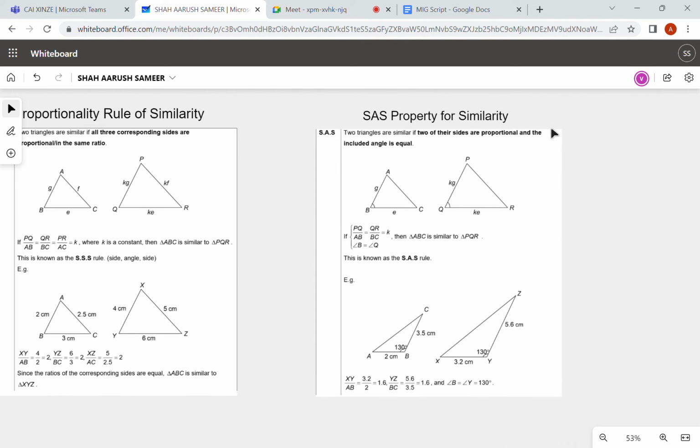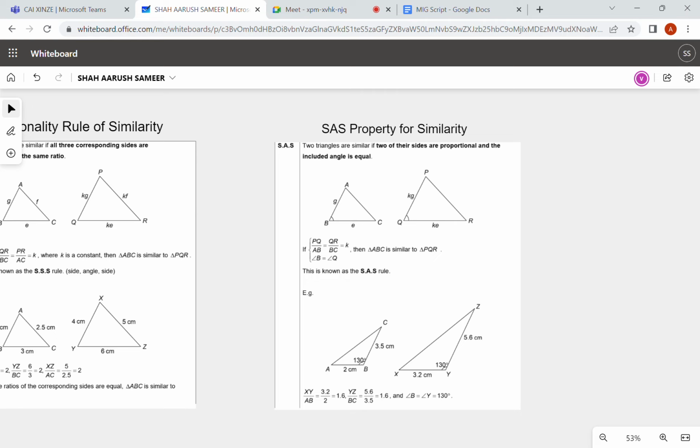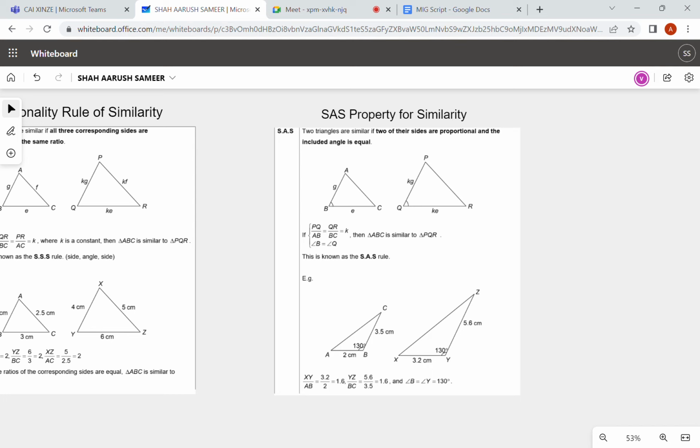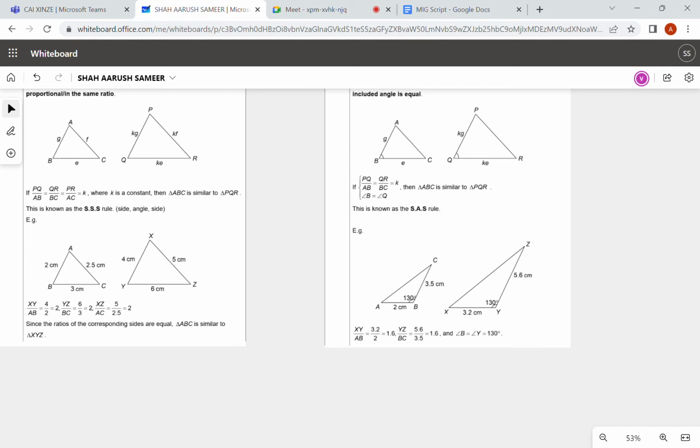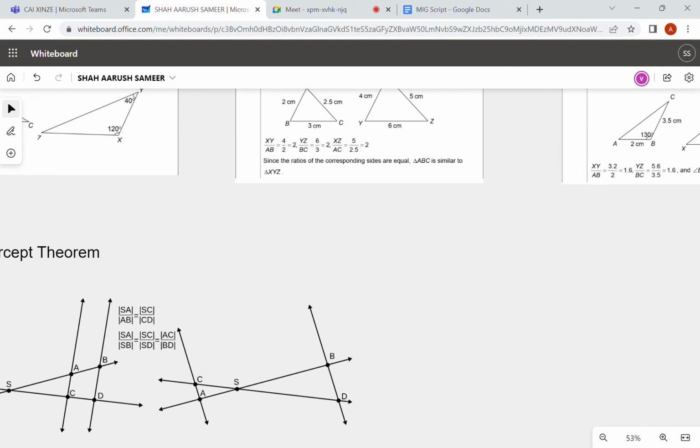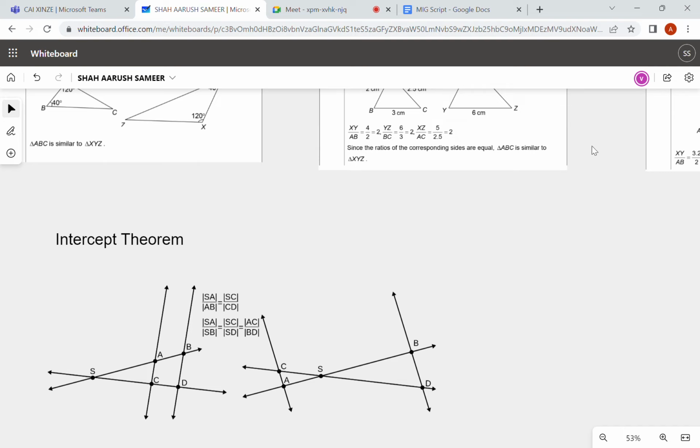Lastly, there is the SAS property for similarity. This property states that two triangles are similar if two of their sides are proportional and the included angle between those two sides is equal. So in the diagram, if PQ over AB is equal to QR over BC, which is equal to K, and angle B, which is equal to angle Q, which are the included angles for the two triangles, are equal, then triangle ABC is similar to triangle PQR. This is known as the SAS rule and there's an example below to illustrate it. Now I will pass the time to Naveen to explain the intercept theorem.